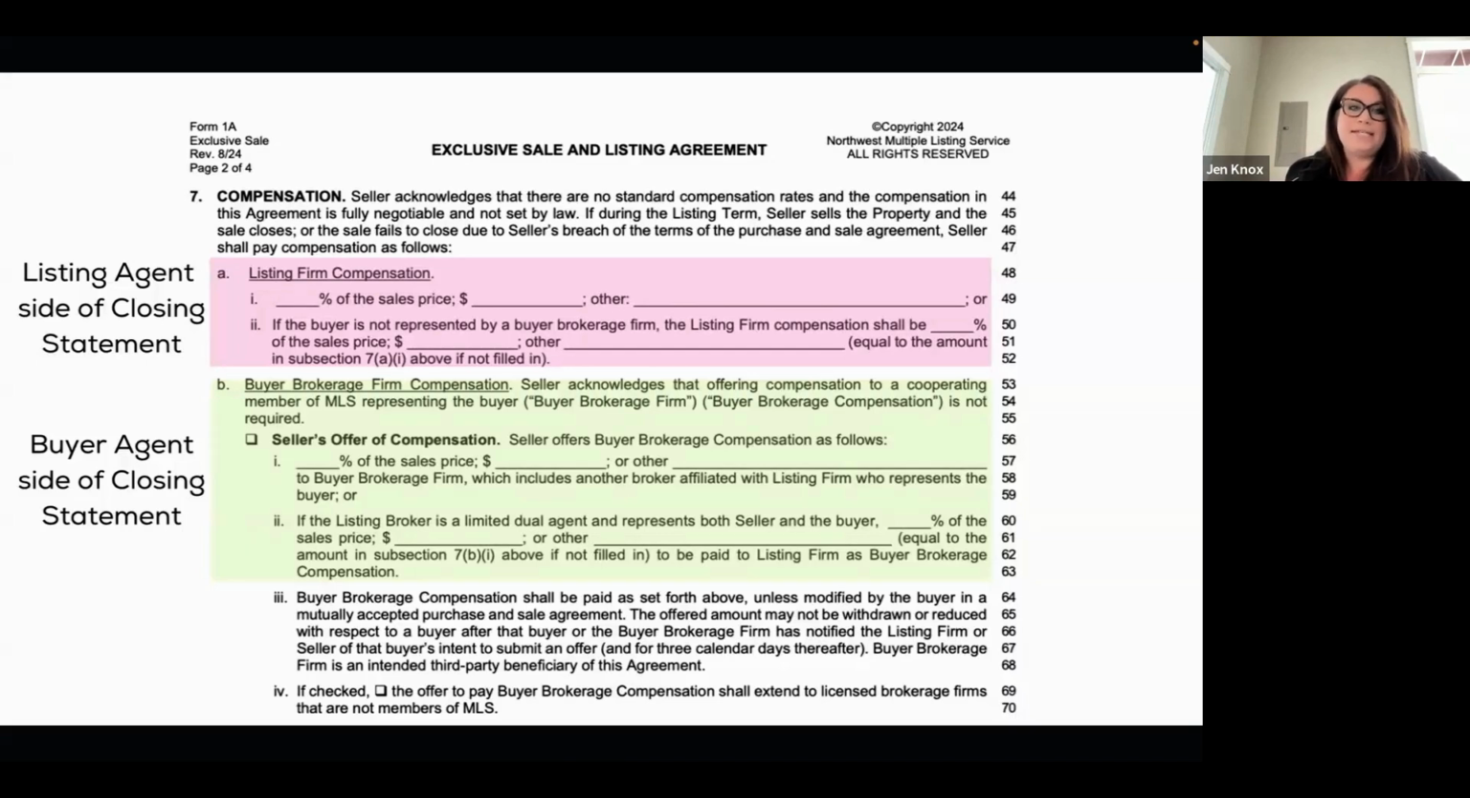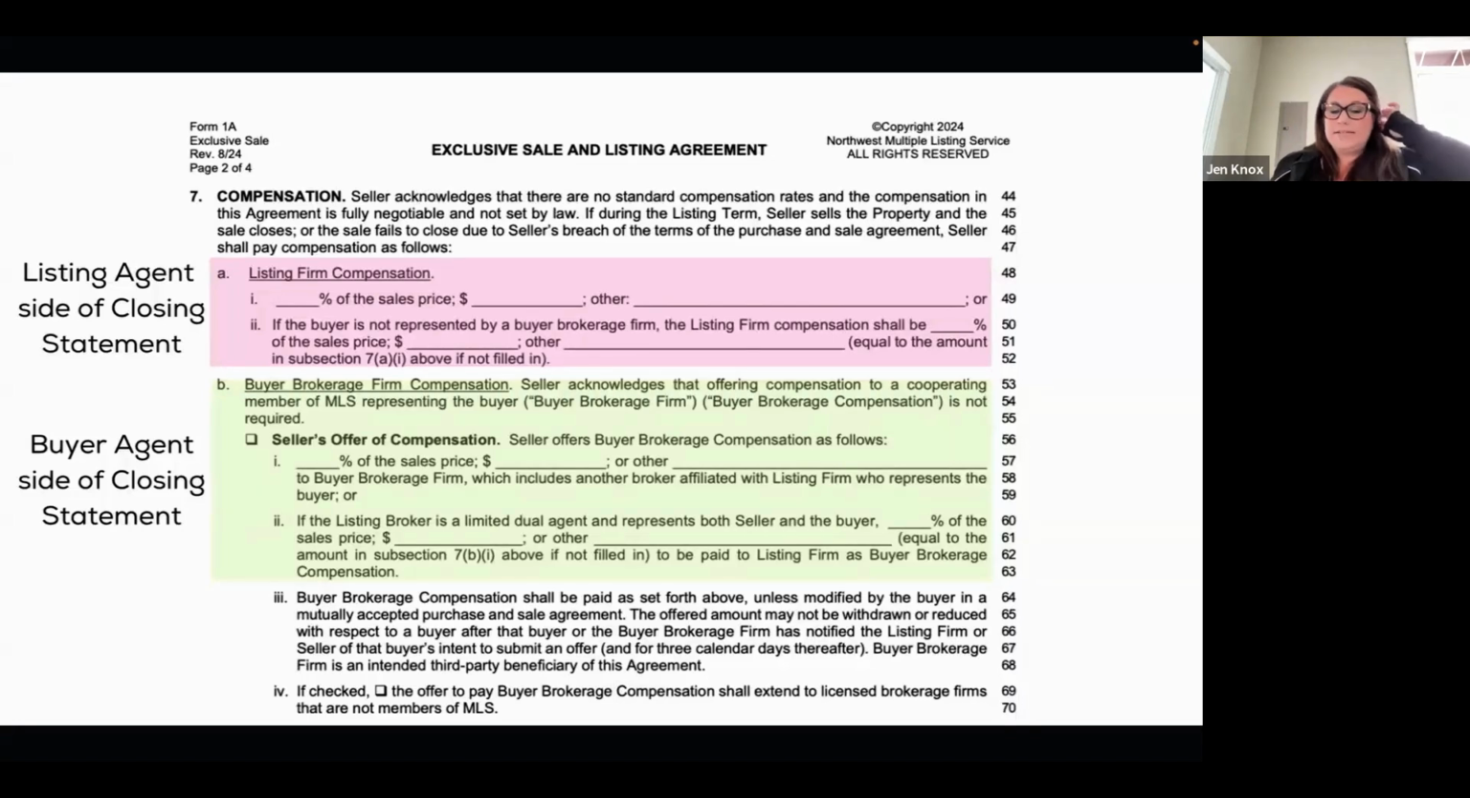Nothing in B is added with A. B is completely separate. So in BI, you can put your dollar amount or percentage. And if you want to receive a different amount than the buy side plus the listing side as the dual compensation, that number is going to be written in BII. And I'm going to have specific examples of this later down the slides.